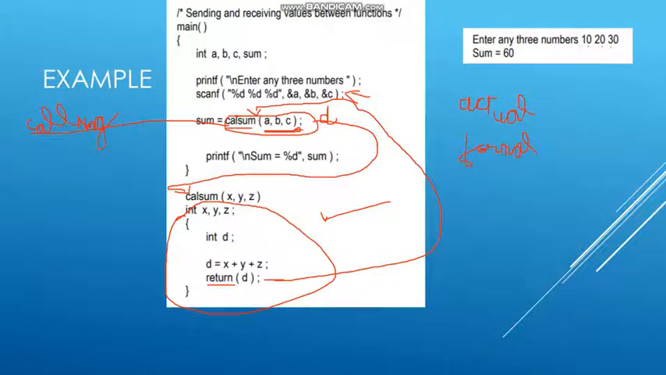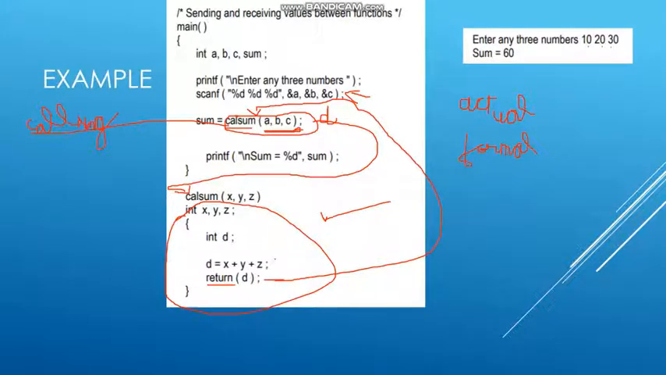On the top right-hand side, I have written: enter any three numbers 10, 20, 30, sum equal to 60. So here A, B, C are the actual parameters, and x, y, z are the formal. The formal parameters will contain the values of A, B, C. If we had passed 30, 40, 50, then the actual values of ABC would have been 30, 40, 50.